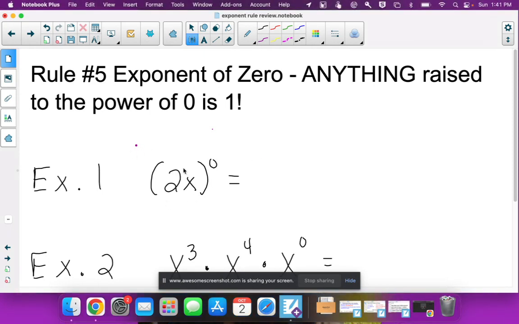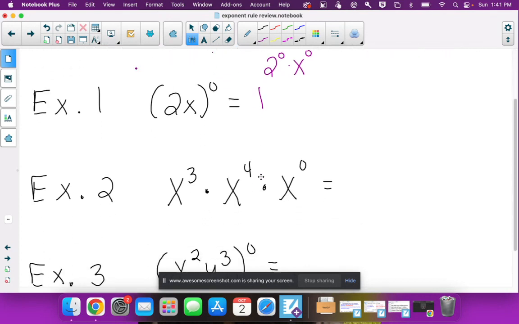So this entire parentheses is being raised to the 0 power. So this entire thing becomes 1, right? Because if we were to actually distribute the 0, this would be 2 to the 0 times x to the 0. Each individual piece would be 1, and 1 times 1 is still 1. So if you have a parentheses with a 0, the entire parentheses becomes 1.